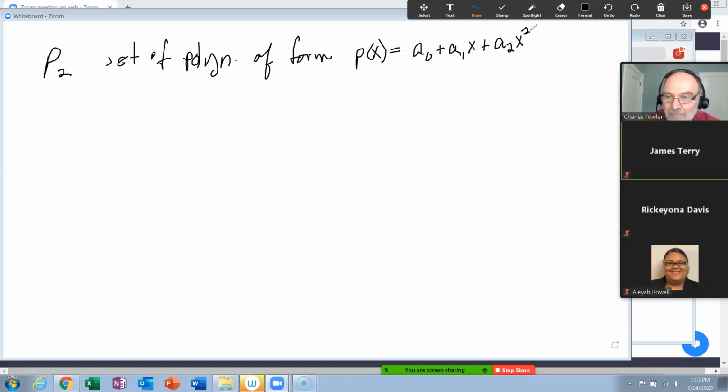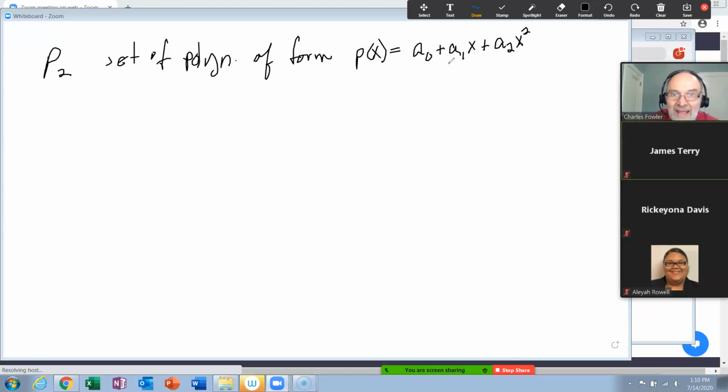The shorthand is to say all polynomials of degree 2 or less. If your a2 were 0, it would be linear, but it's still of degree 2 or less. You couldn't have an x cubed in it, because this is P2. Your a0, a1, and a2 are all real numbers.